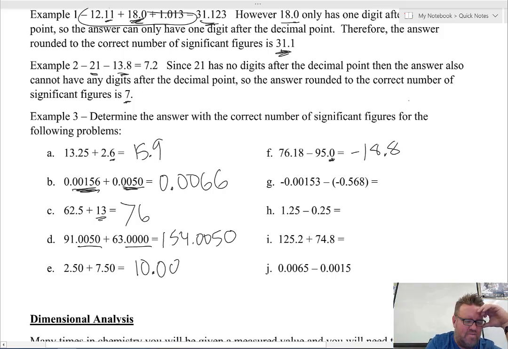Okay, negative 0.00153 minus a negative 0.568 is 0.56647. Okay, however, 0.568 only has three digits after the decimal point, so our final answer can only have 3 after the decimal point. The number after the 6 is less than 5, so we keep it as 0.566.